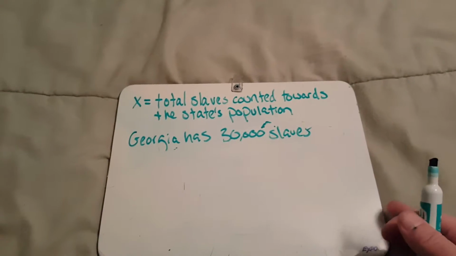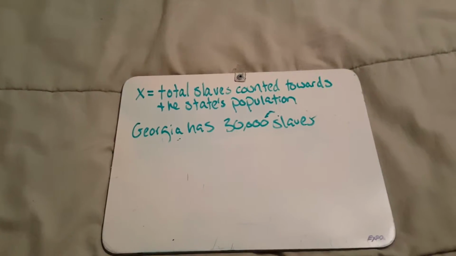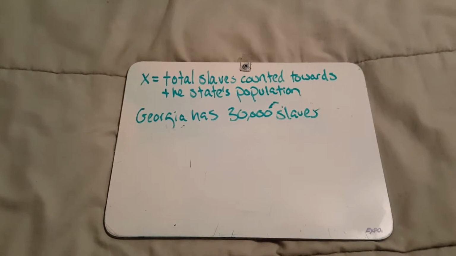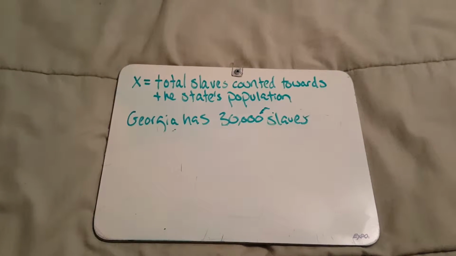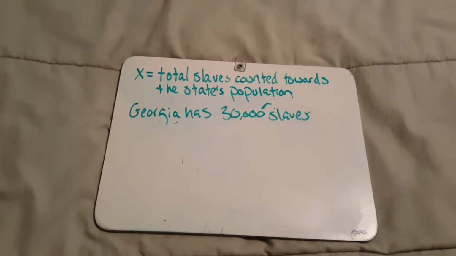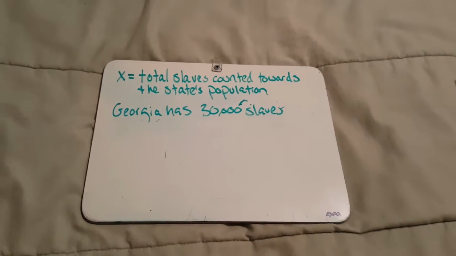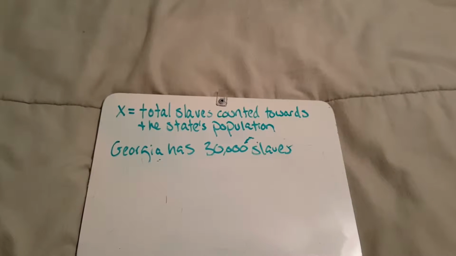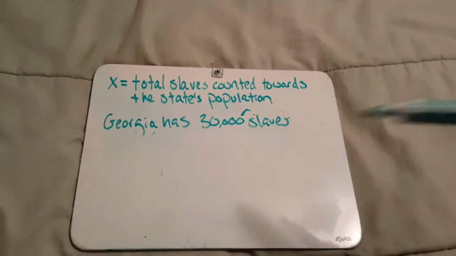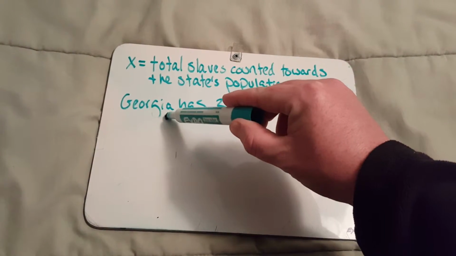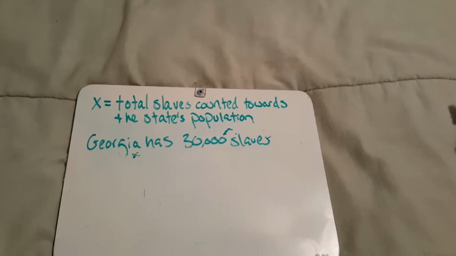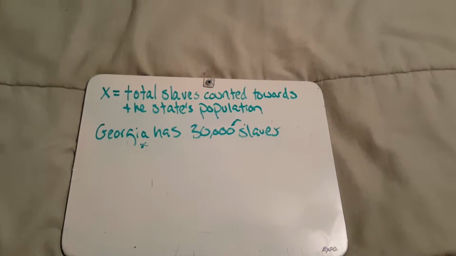Alright, class. So many of you might be saying, hey, Mr. Sands, social studies, math, I don't think so. Well, let me tell you something. They go together. And one of the ways that they go together is when we try to find out how many representatives a state, and we're using Georgia as our example, is going to send towards the House of Representatives.